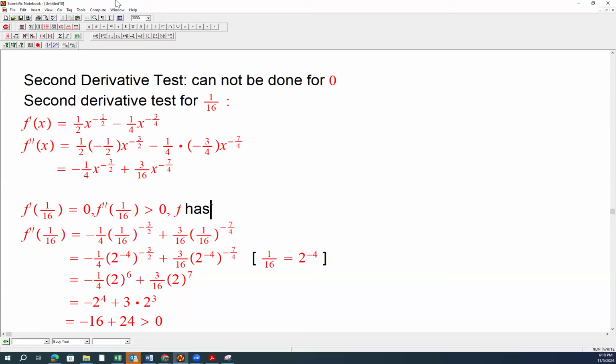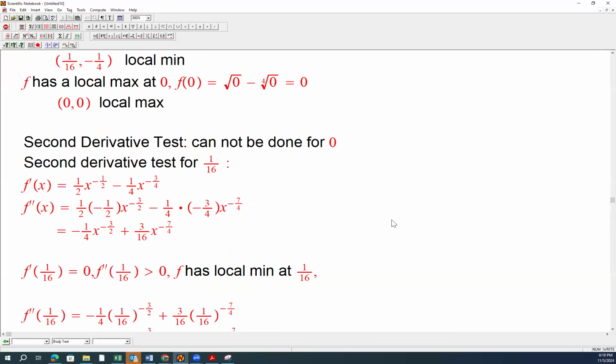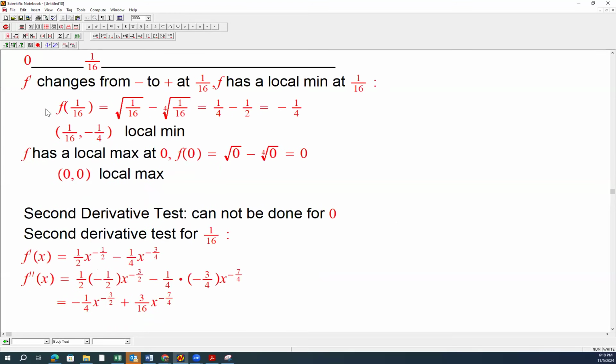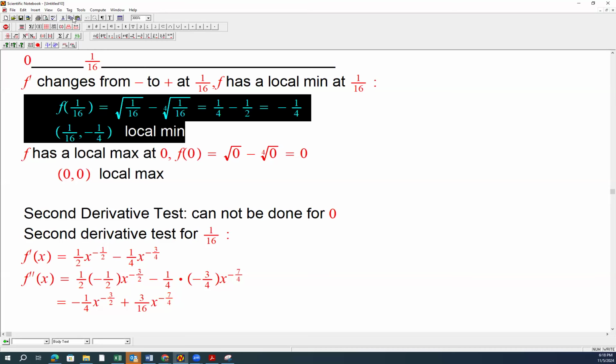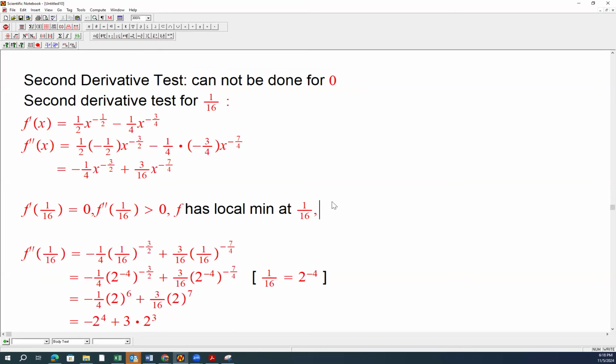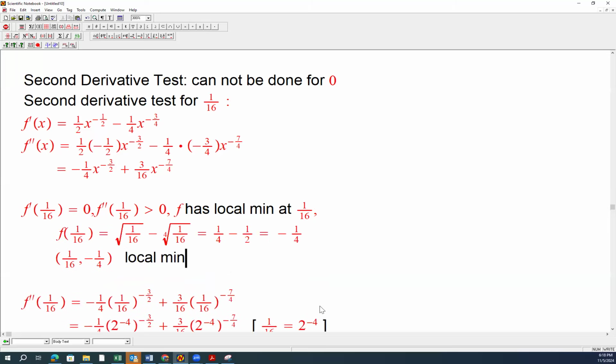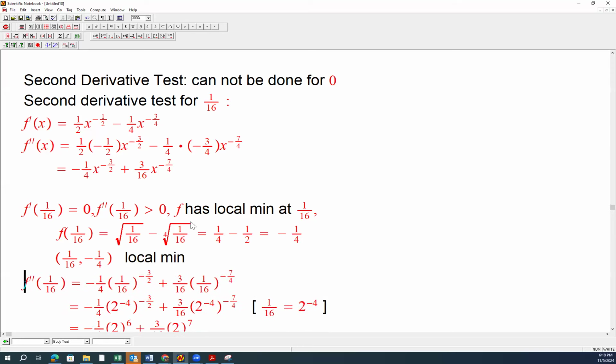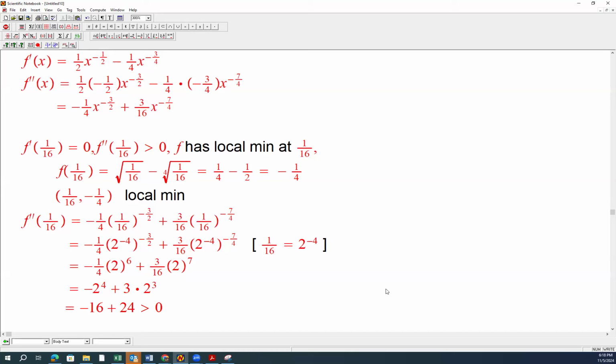So F has what? Local minimum at 1/16. At 1/16. Okay, is that the same conclusion we drew earlier? Local minimum? Yes, local minimum. So the rest is just, we're going to plug in the same thing as we did earlier. Local minimum. For 0, however, we cannot do the second derivative test in this case. Okay, so we drew the same conclusion.